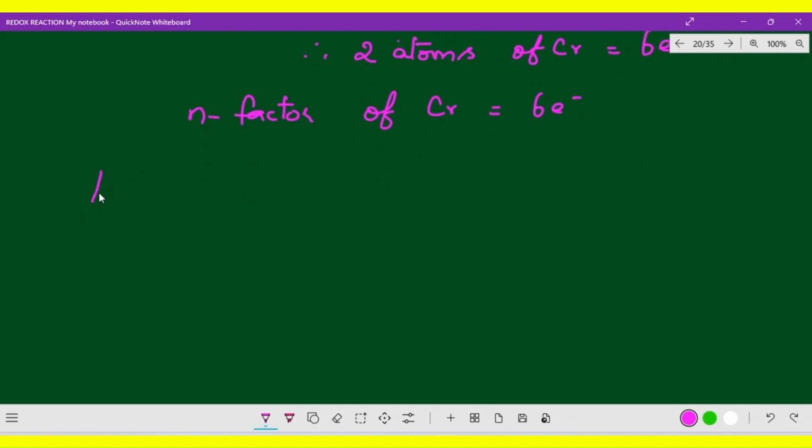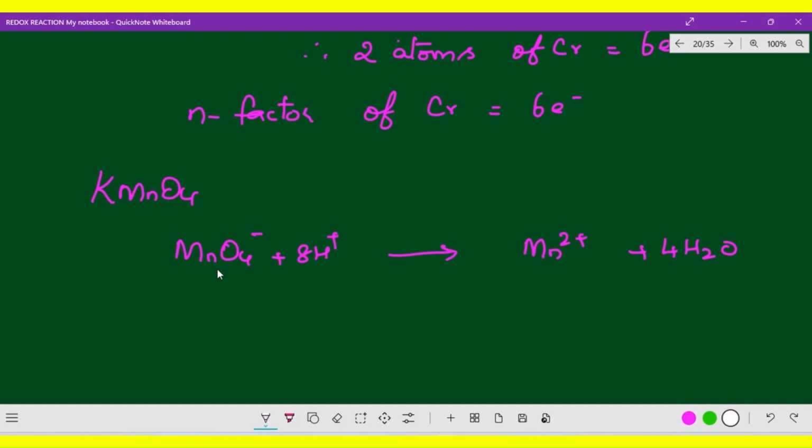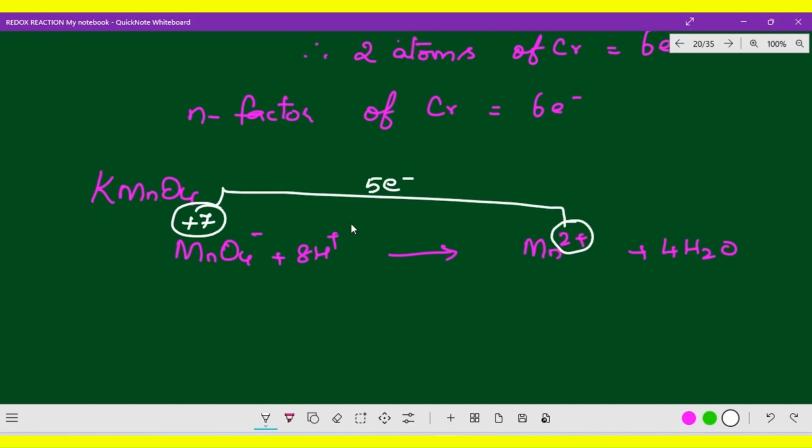Now potassium permanganate, KMnO4. You know very well, MnO4 minus is converted to Mn2 plus, plus 4 water molecules, 4 H2O, and here 8 H plus ions. Now how many electrons change here? +7 is converted to +2, so the number of electron change here is 5 electrons. So what you will write here: the N factor of KMnO4 is 5.